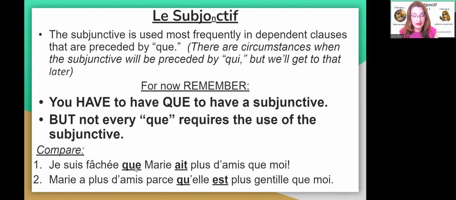So what do we have in the first sentence? We have je suis fâché que Marie ait plus d'amis que moi. So here we have the subjunctive. So not every que, like in this case, is followed by a subjunctive, but we have to have que in order to have the subjunctive. Why didn't we use here the subjunctive, but we use the indicative present tense instead? Because Marie a plus d'amis. So we know for a fact that Marie has more friends. So here it's a fact, not subjunctive, indicative. Here we have feelings, fâché, angry. So we use the subjunctive.